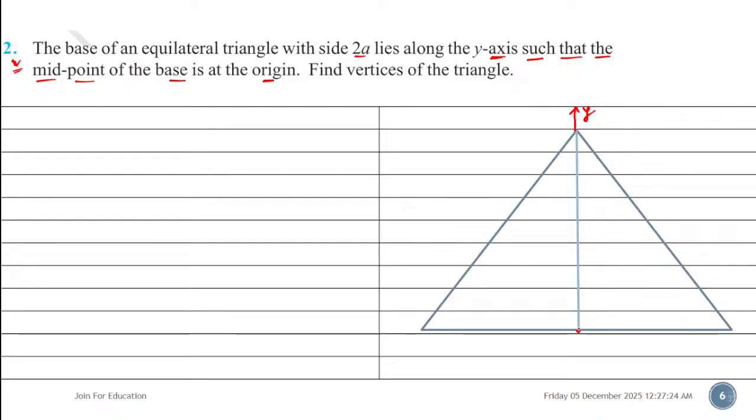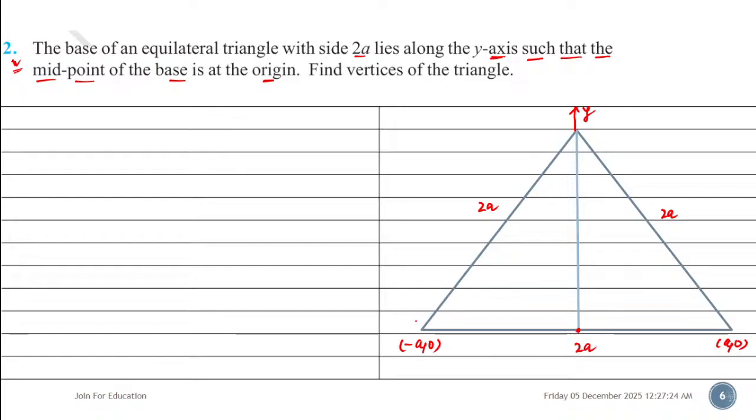And this is the midpoint. And side of the equilateral triangle is 2a. So here will be minus a, 0. And here will be a, 0. And this is the length of 2a. This is the length of 2a and this is the length of 2a.